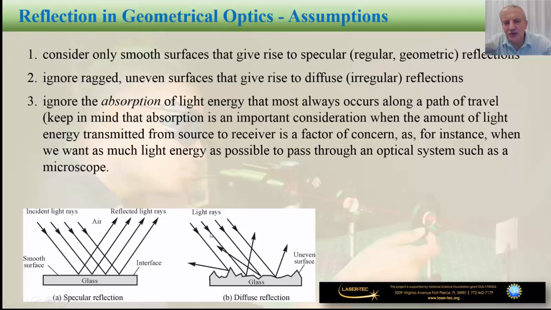So those types of phenomena are not going to be analyzed in geometrical optics. Geometrical optics, as a first assumption, considers smooth surfaces that give rise to specular, regular, or geometric reflections. Number two, we are going to ignore rough, ragged, uneven surfaces that give rise to diffuse or irregular reflections. And finally, as the third assumption, we are going to ignore the absorption of the light energy.